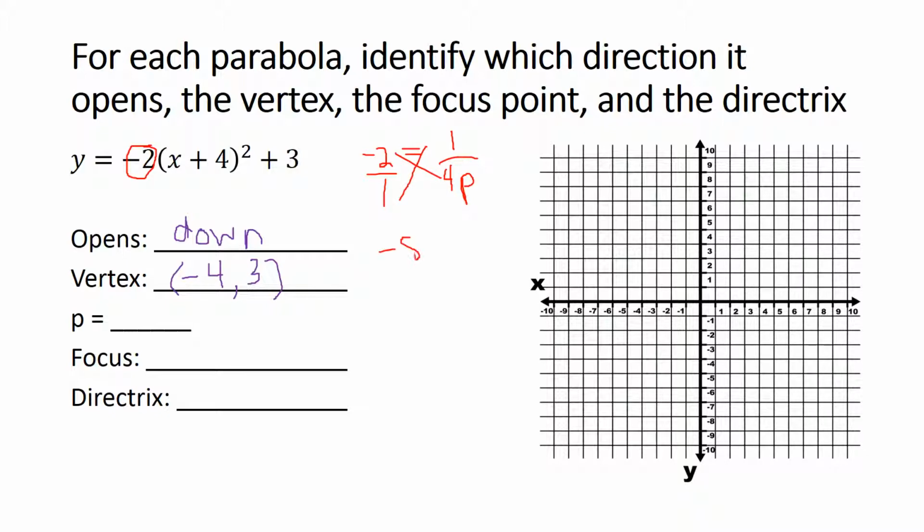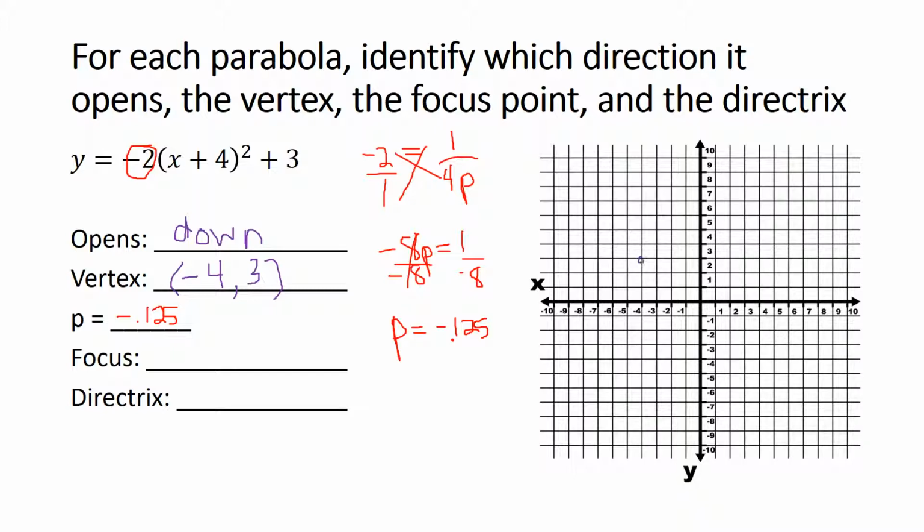-2 times 4p is -8p. And 1 times 1 is 1. To get p by itself, we're going to divide by -8 on both sides. So my p value, 1 divided by -8, is -0.125. Now remember, the p value just tells you how far away the focus and the directrix are from your vertex.